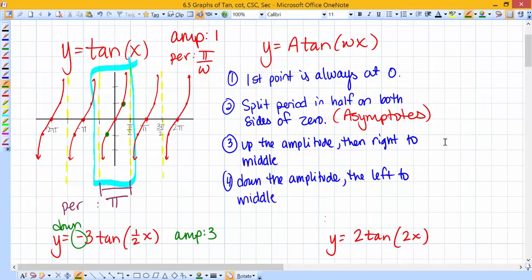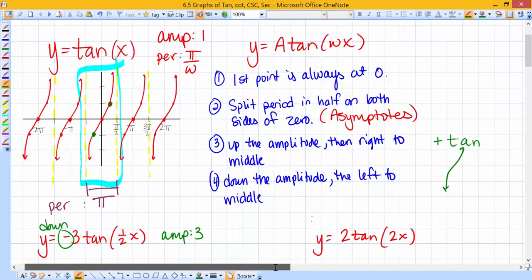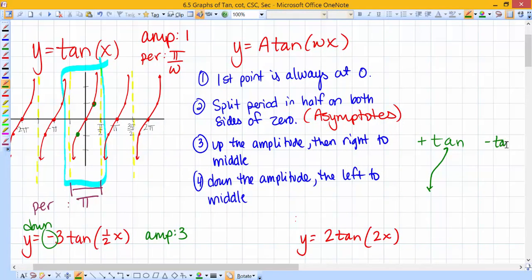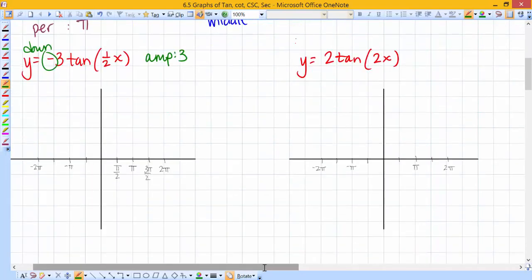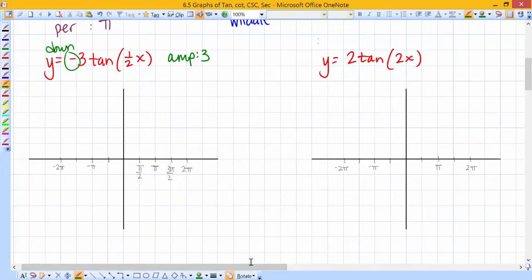Now I remember what I was going to have you guys write off to the side. If you have positive tangent, the graph is going to go up. Ugly graph. And if you have a negative tangent, your graph will go down. Something to keep in mind. All right. Back to this.